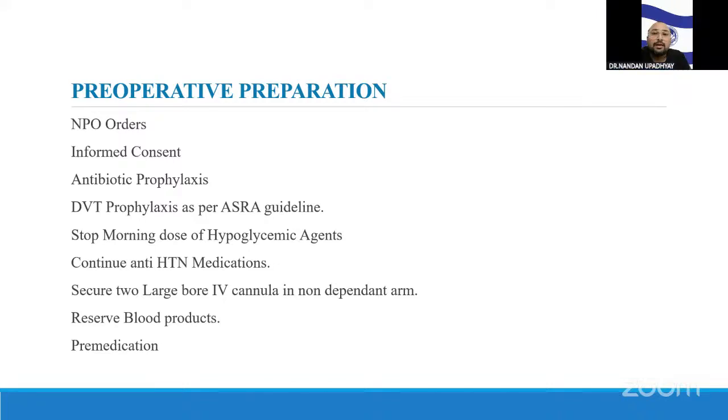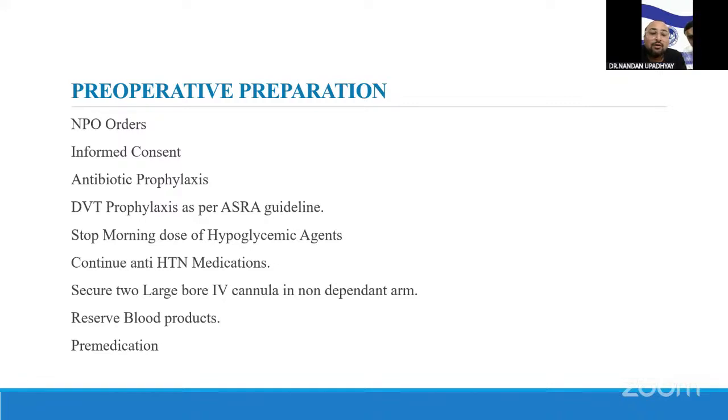Okay. What drug would you like to give for the epidural? Yes, sir. Ropivacaine 0.5%, and for post-operative analgesia, Ropivacaine 0.2% through the epidural catheter.